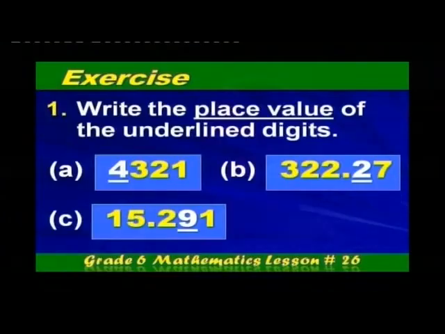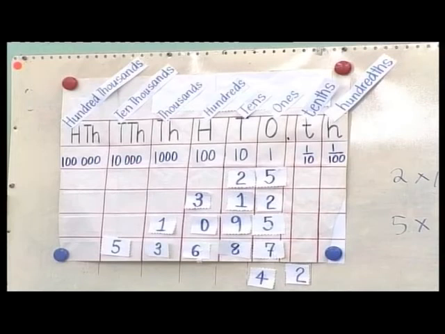Place value of A, 4,321. The underlined digit is 4. What's the place value of 4? Class, place value? Yes, thousands. Thousands, with DS, just DS, not THS. Correct? Does everyone agree with that?